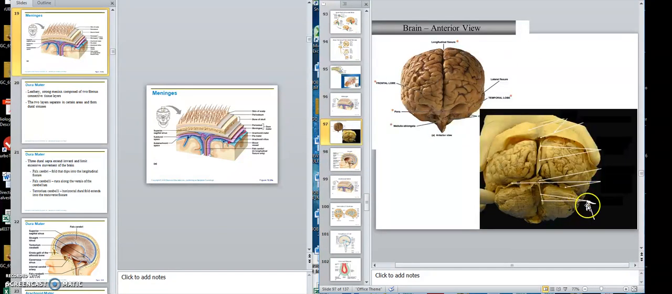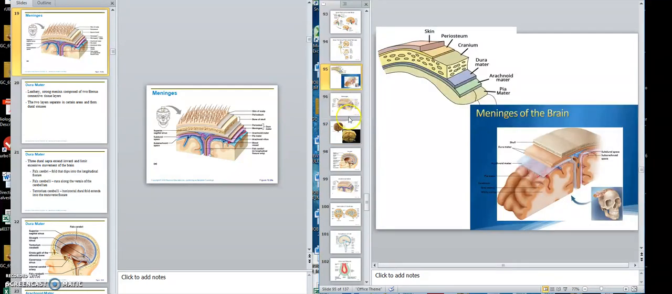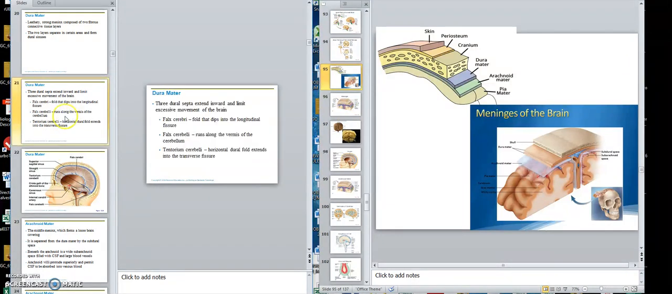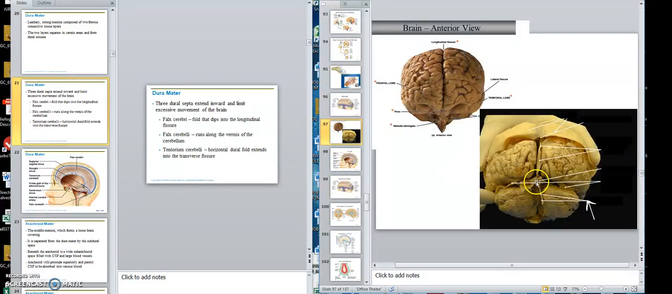The cerebellum itself is split into two hemispheres, we'll say. And between the two hemispheres of the cerebellum is the falx cerebelli. Now, I don't think we have another. Your book doesn't, okay. But anyway, they talk about it here. The falx cerebelli runs along the vermis of the cerebellum. See, right here, this is the vermis of the cerebellum, the worm-like area.